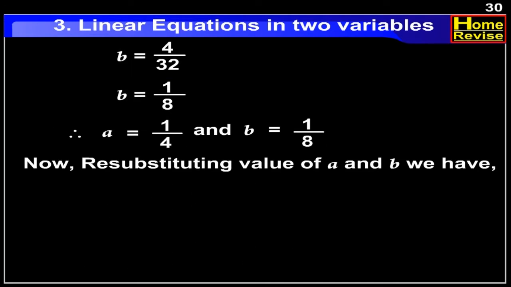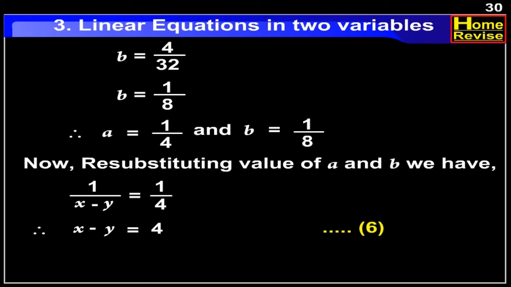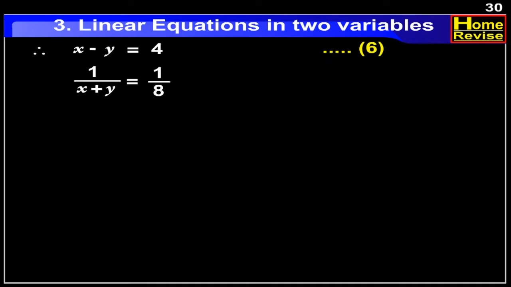Now resubstituting the values of a and b, we have 1 upon x minus y is equal to 1 upon 4. Therefore, x minus y is equal to 4. Let this be equation number 6. And 1 upon x plus y is equal to 1 upon 8. Therefore, x plus y is equal to 8. Let this be equation number 7.